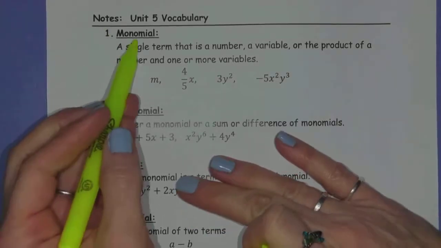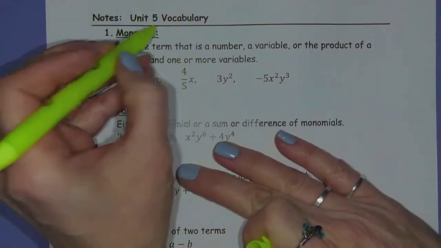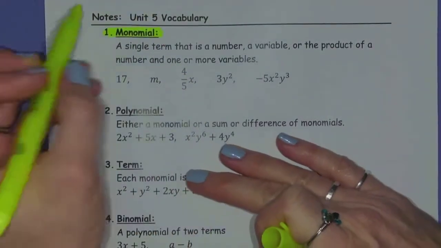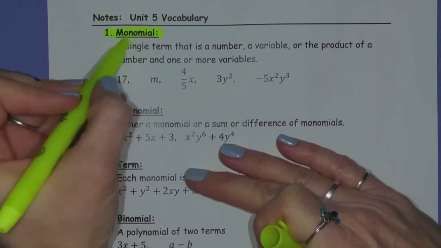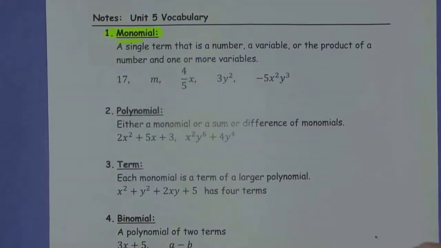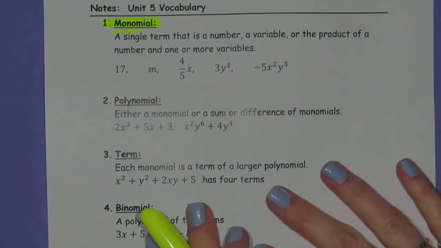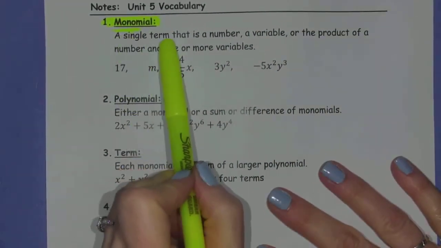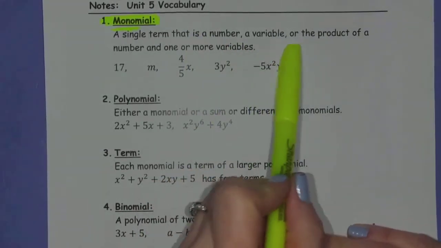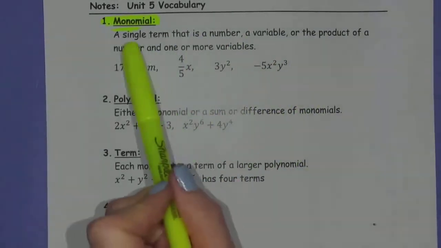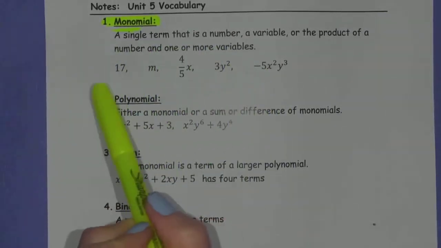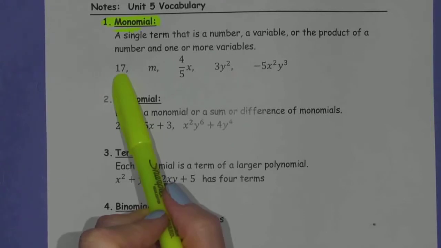So the first definition or new term we're going to go over is what's called a monomial. Now, if you know the root word here, mono, that means one. So if we look at the definition, it says a single term that is a number, a variable, or the product of a number and one or more variables. So these down here are some examples of monomials.